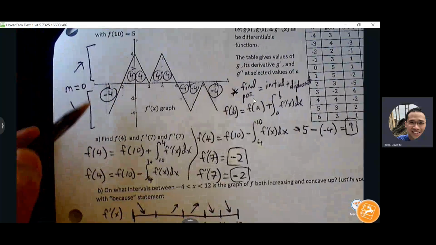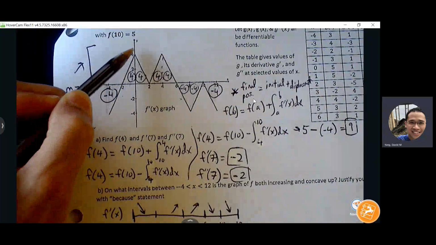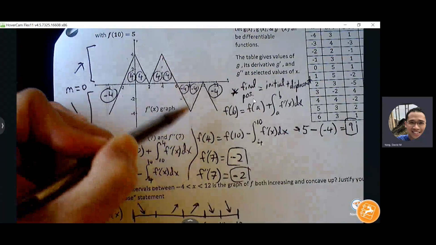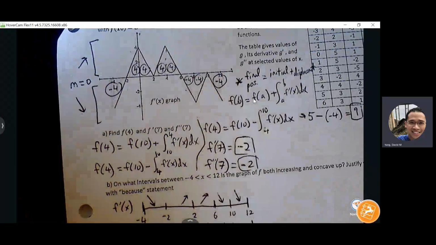Now let's just look at the slope for concavity here. Positive slope means concave up, concave down, concave up, concave down, concave up, concave down. So it keeps oscillating, keeps switching back and forth.